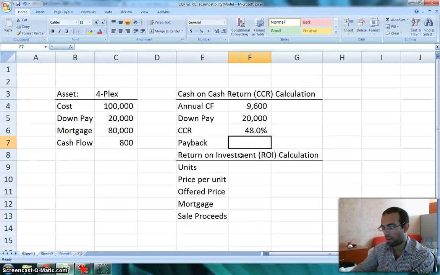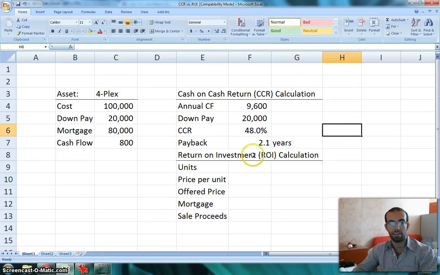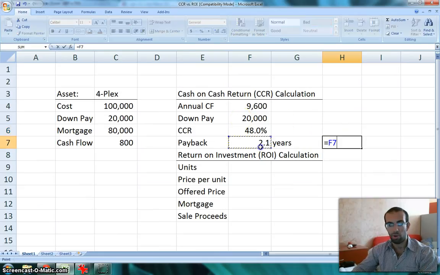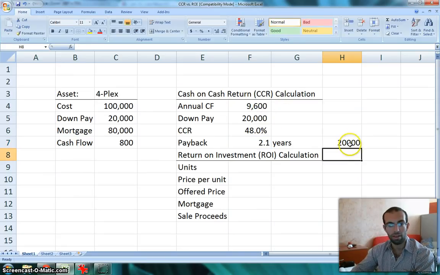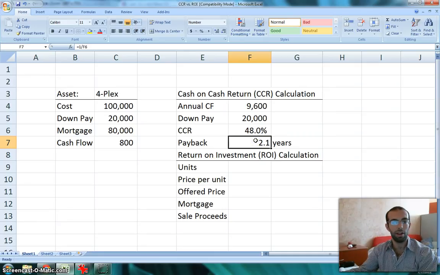So the payback period here would simply be 1 divided by our cash on cash return. So it'd take about 2.1 years for me to get my $20,000 back. Now that kind of makes sense, because if I took 2.1 years here and multiplied it by my annual cash flow, it'd be $20,000. So that is a good measure. If it was $100,000, that means I would get my full down payment amount back in 1 year.